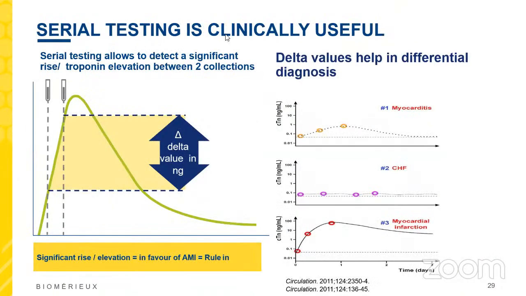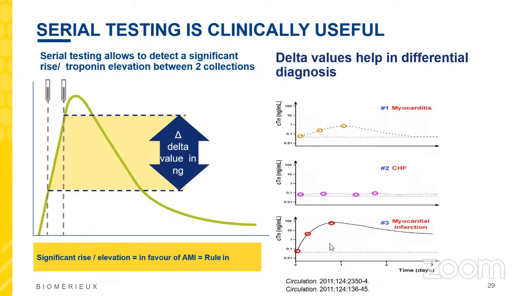Now, serial testing is useful. So we don't just do troponin once, get a high value and say, okay, we have acute MI here, and you walk away. You want to get another value to see the delta. Now, this delta, first of all, shows you how fast it is rising, okay? And it actually shows you you're definitely having an acute MI, but the delta also helps with differential diagnosis. So how the graph changes varies across various heart conditions.